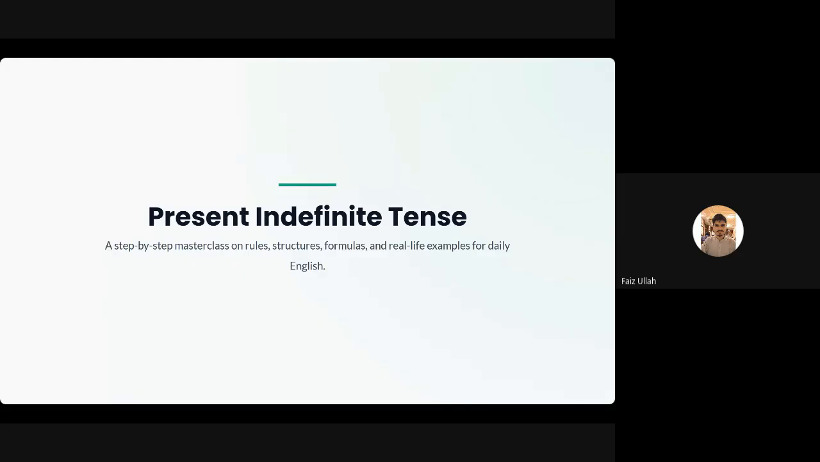Not only will we talk about the structure, but we will also learn how to apply present indefinite tense in our real life. By the end of this class, you will be able to talk about your general routine, your daily habits, your likes, your dislikes, or you would generally be able to give an introduction about any topic.